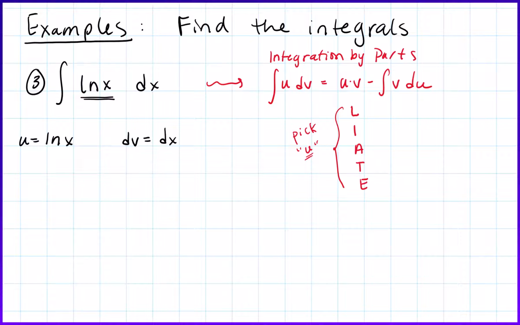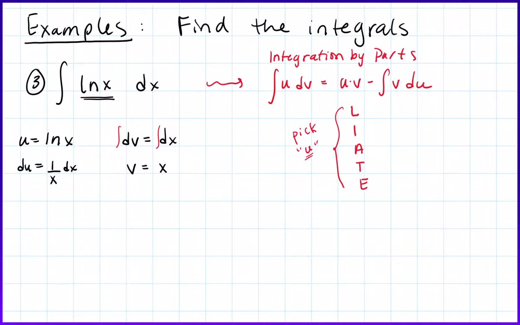Now remember, in order to plug into the formula, we need to find du and we need to find v. We use differentiation to find du and we use integration to find v. When we take the derivative of the natural log of x, du/dx becomes 1 over x, and then we multiply both sides by dx to separate the differential. When I integrate dx, I find that v is actually just x.